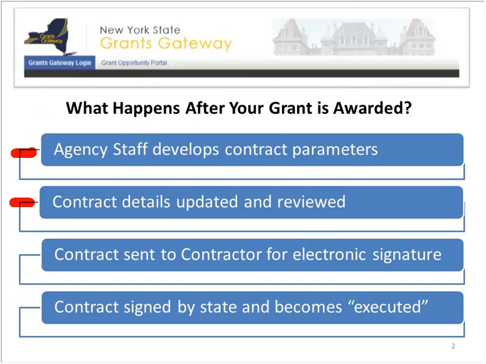Contract details need to be updated and reviewed. Now that can be done by the program staff, the contract staff, or your staff at your organization. And that's what's going to happen here. Your staff at your organization is going to work on and fill out the details of the contract. When I say details, I really mean the budget, most importantly, but also the work plan.